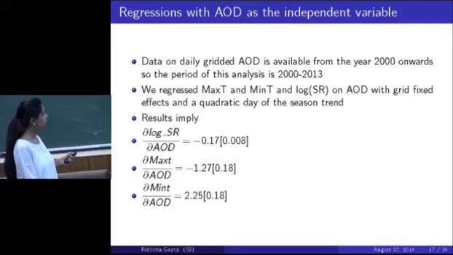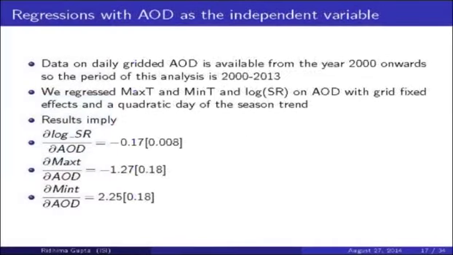So we got AOD and log solar radiation to be negatively related. As AOD increases, solar radiation decreases, which is likely because AOD blocks incoming solar radiation. And similarly, AOD and maximum temperature, AOD and minimum temperature are positively related. This effect is larger for minimum temperature. The effect of minimum temperature outweighs the effect of maximum temperature.